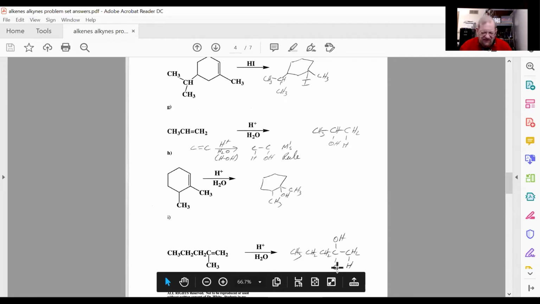That should be CH3. But anyways, we have 1, 2, 3, 4, 5 across. These are my 2 carbons in the double bond. This one had 2 hydrogens, so here it gets the hydrogen. This carbon has 0, so it gets the hydroxyl group. Same thing with the ring, 1, 0, hydroxyl group there, hydrogen there.